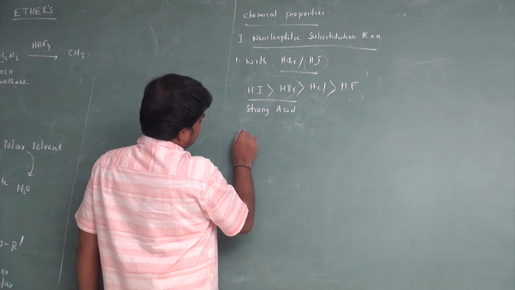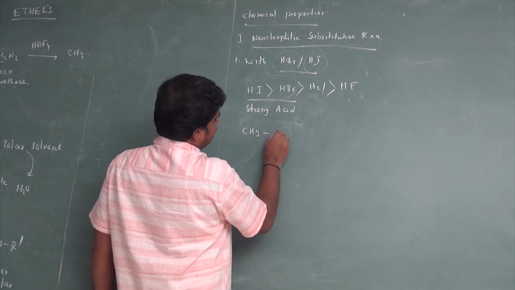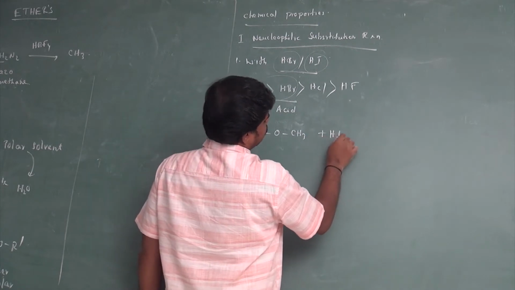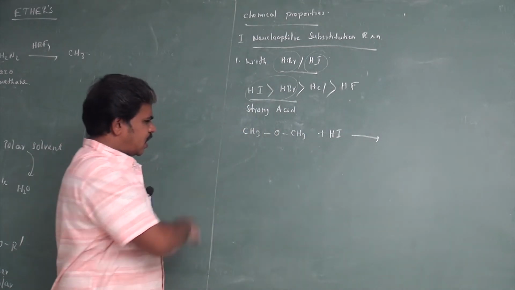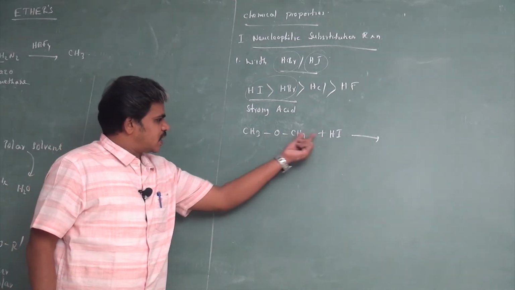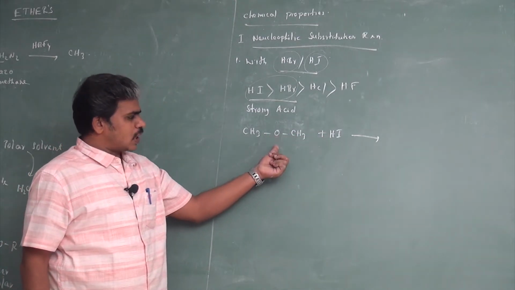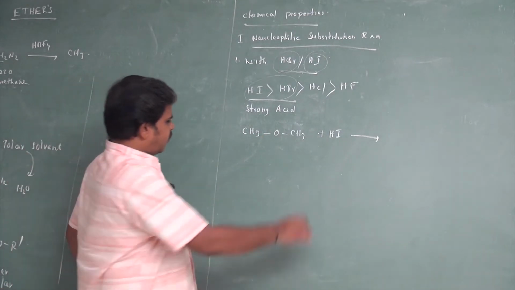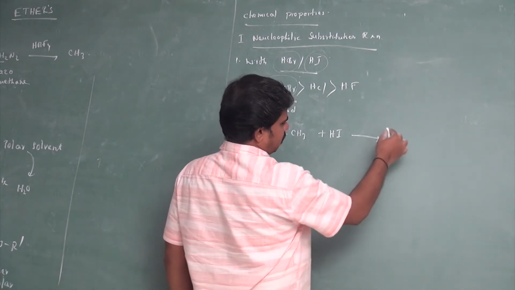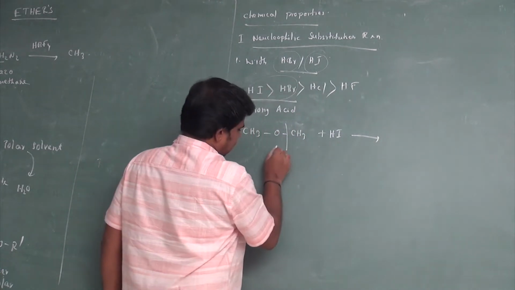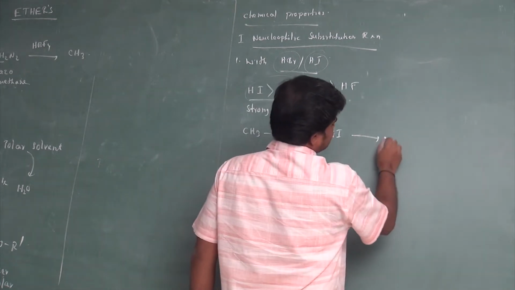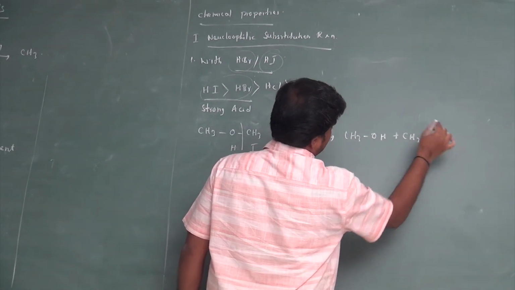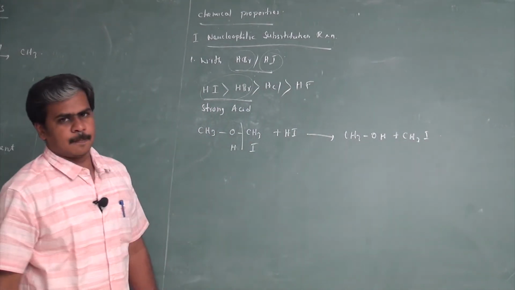So we are taking CH3, then O and CH3, reacted with HI. No doubt at all, one hydrogen is joined with the oxygen and the iodine is joined with CH3. So if it is a simple ether, there is no problem at all. We get H and I here. So what is the product? CH3OH and CH3I.